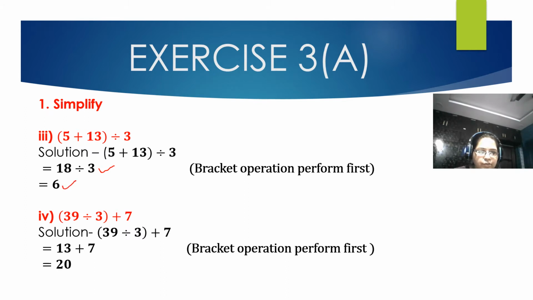Then the fourth part: 39 divided by 3, that is inside the bracket, plus 7. First the bracket operation is performed, inside the bracket there is a division operation, so the division operation will be performed, then addition. So 39 divided by 3 is 13. 13 plus 7 is 20.